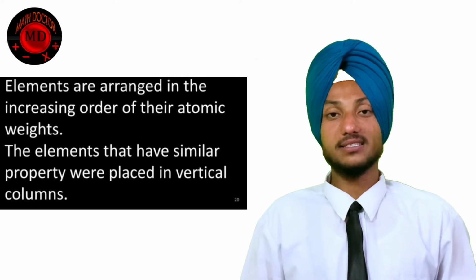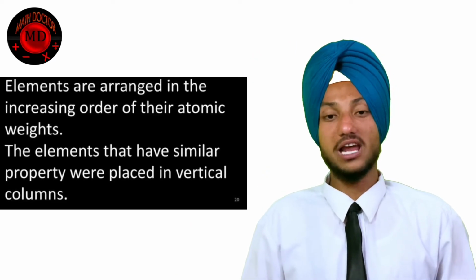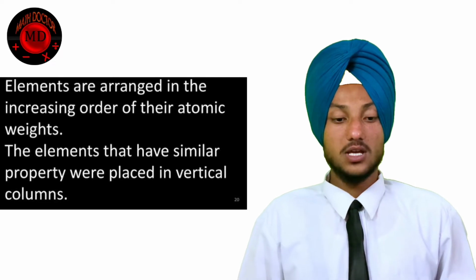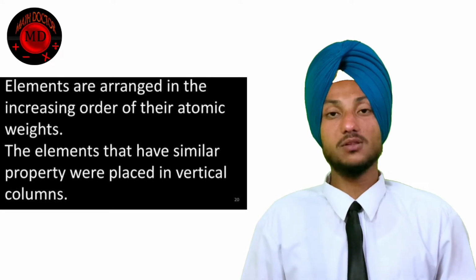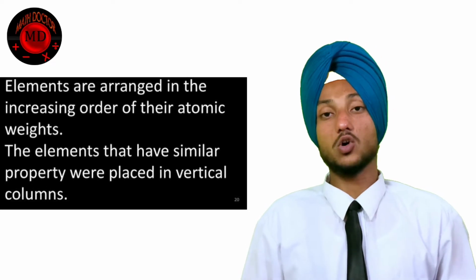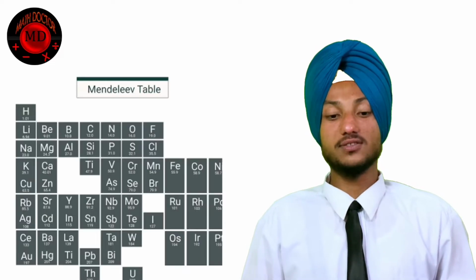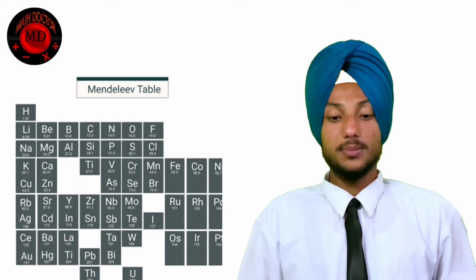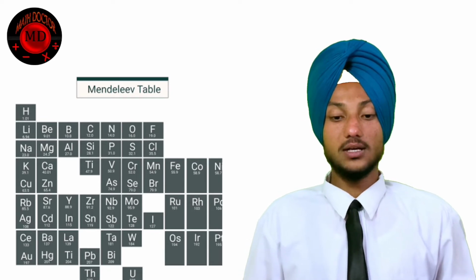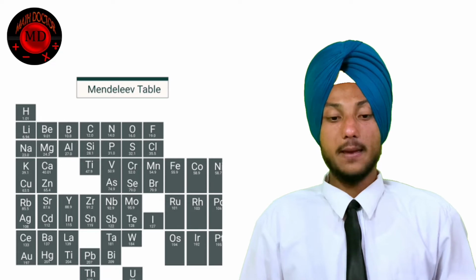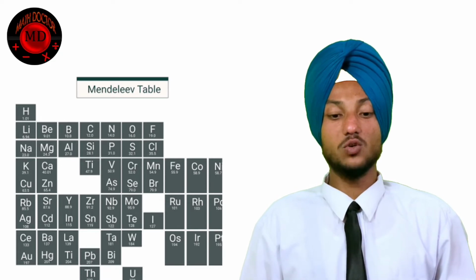We will now describe 2 main features of Mendeleev's periodic classification. One is increasing atomic masses and the second one is grouping together of elements having similar properties. In order to make sure that elements having similar properties fell in the same vertical column or group, Mendeleev left some gaps in his periodic table. These gaps were left for the elements not known at that time. Mendeleev thought that these elements would be discovered later on and even predicted the properties of these elements by studying the properties of the neighboring elements.